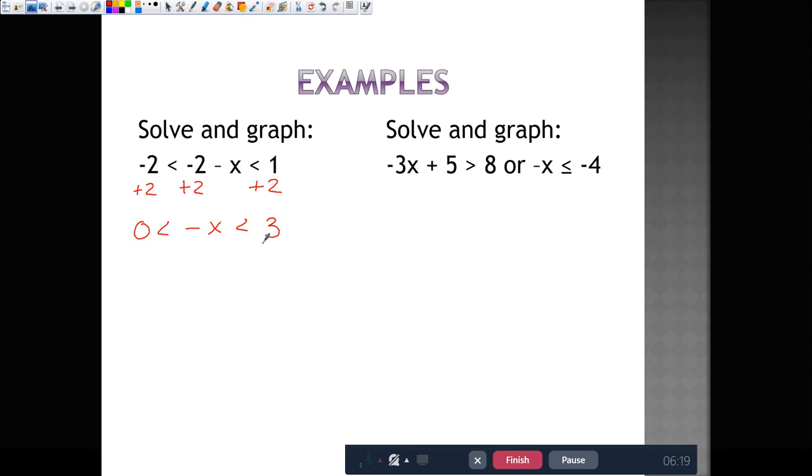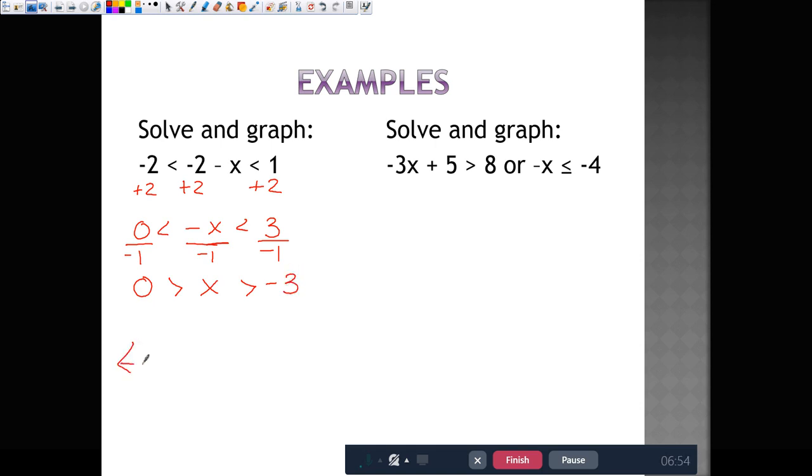Okay, is x by itself yet? No, there's a negative 1 in front of it, so I need to divide by negative 1. And what happens when I divide by a negative number? I flip the signs. This is something that we did that's new. So when you're dividing by a negative number and you have an inequality, you're going to change your sign. So instead of this being less than, it's become greater than. Instead of this being less than, it's become greater than. So 0 divided by negative 1 is still 0. And 3 divided by negative 1 is going to be negative 3.